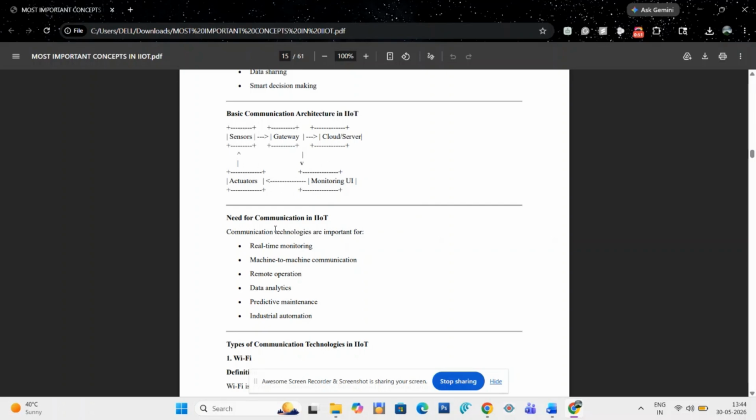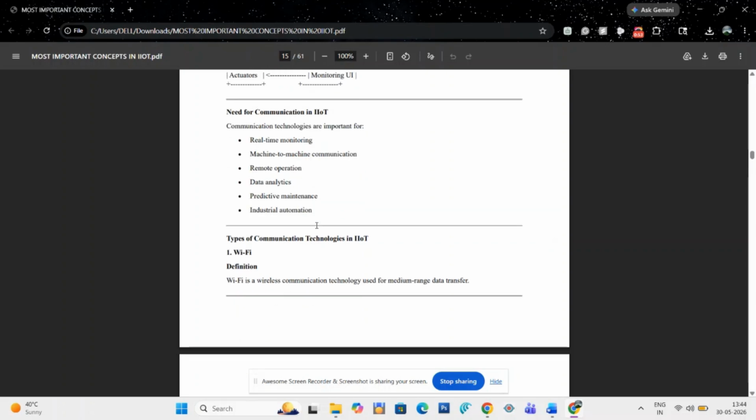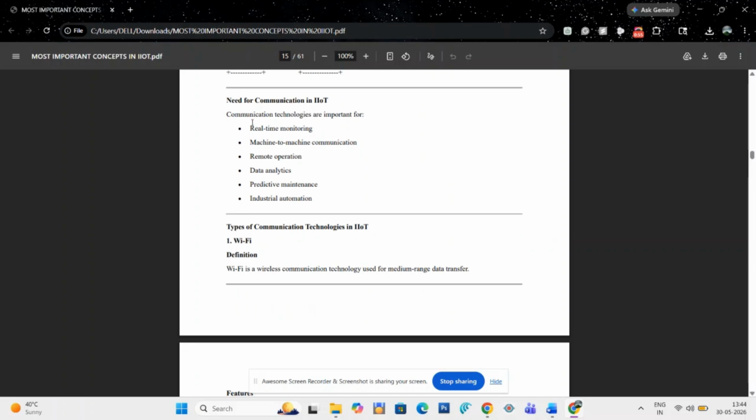So the need for communication in industrial Internet of Things: communication technologies are important for real-time monitoring, machine-to-machine communication, remote operation, data analytics, predictive maintenance, and industrial automation.